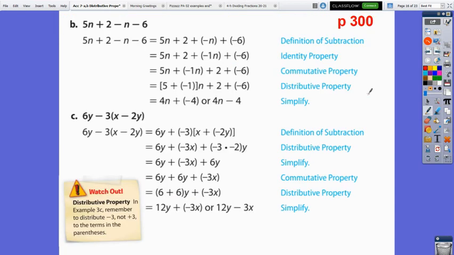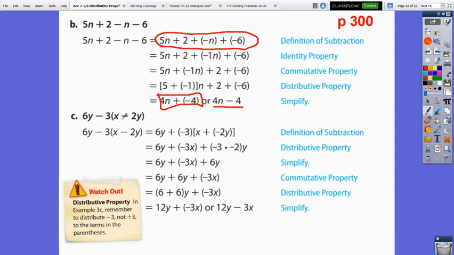Okay, so the book goes through a couple more examples on page 300, combining like terms. Again, I would write this step, which you could just do right in the problem itself, right? Changing your subtractions to adding the opposite. And your next step should be the answer: 4n plus -4, or as they say here, 4n plus minus 4. Okay, you got 5n and -n is 4n, and 2 plus -6 is -4.